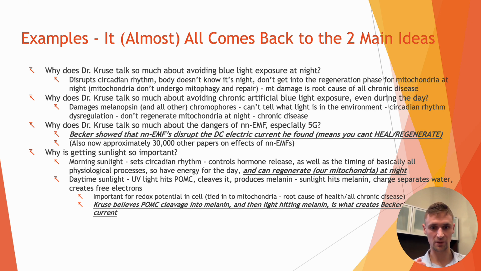So why does he talk about avoiding chronic artificial blue light exposure even during the day? The reason for that is because it damages melanopsin and other chromophores. Then the suprachiasmatic nucleus in the hypothalamus, through the eye, can't tell what light is in the environment. So when it can't see that the blue light is gone, it can't regulate its circadian rhythm. So then you come back to the same thing: circadian rhythm dysregulation, mitochondrial dysfunction and degeneration, which leads to chronic disease.